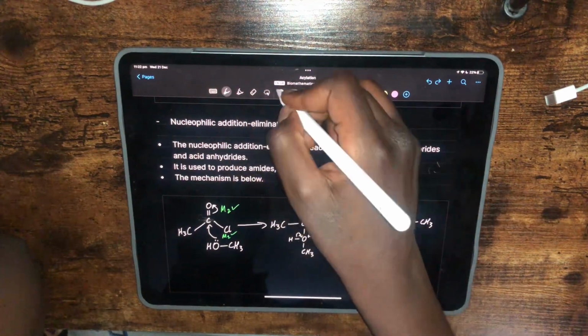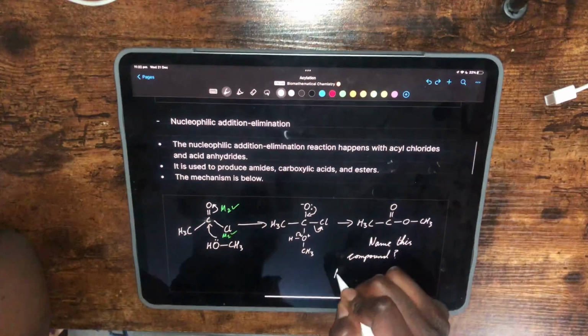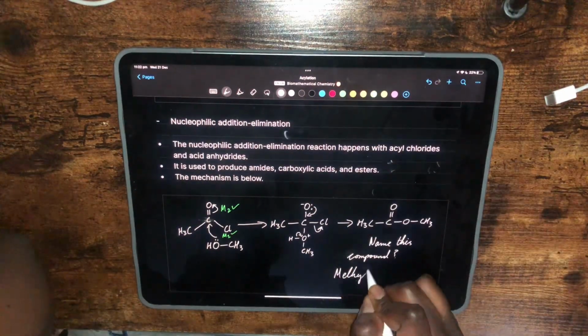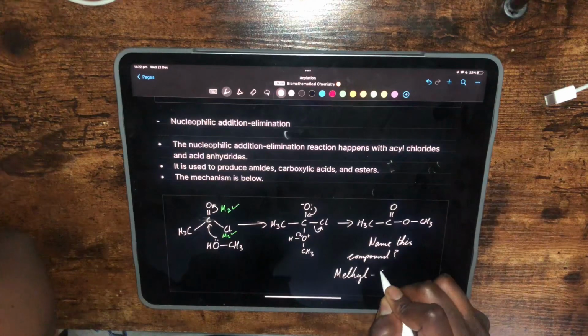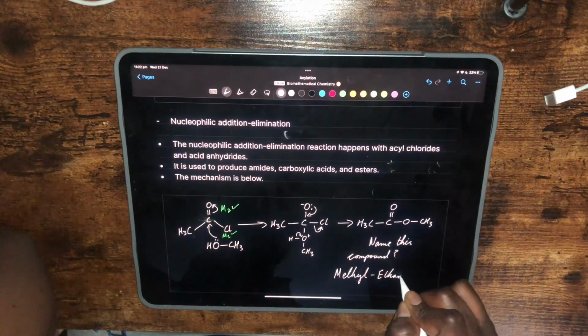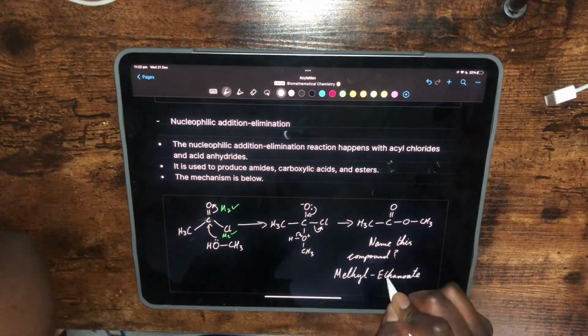Should I write it down? Yeah, I'll write it down. Methyl ethanoate. There are no extra side groups here, so I can just call it like that.